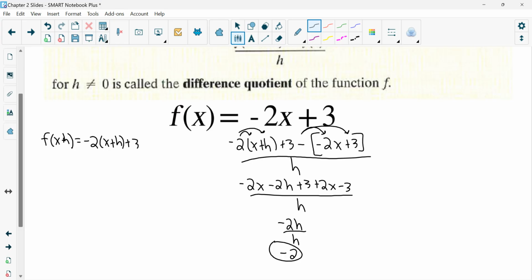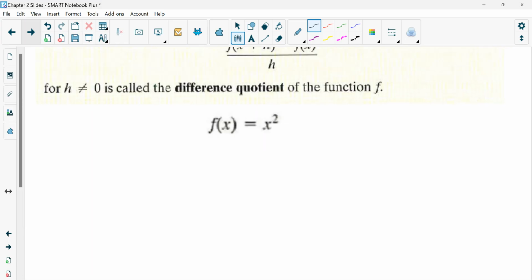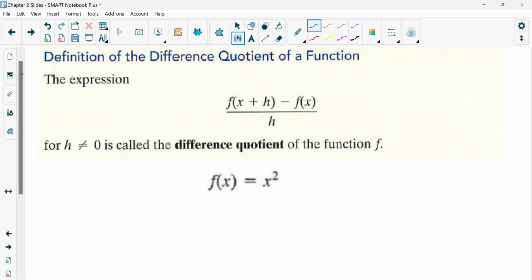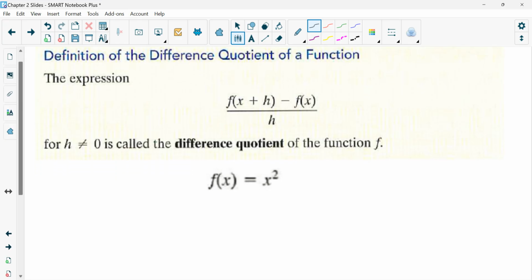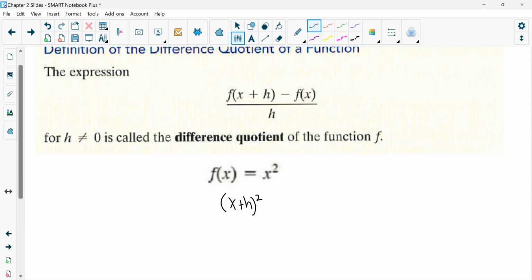All right, so those should have been pretty straightforward because they were just linear functions to start. Now we're going to start getting into quadratic functions and see what they look like. So now we're going to find the difference quotient for x squared. So if I'm doing f of x plus h, that means I'm just replacing this x with x plus h. So it'll be x plus h quantity squared. I'm then subtracting the f of x, which is just x squared, and I'm dividing that by h.